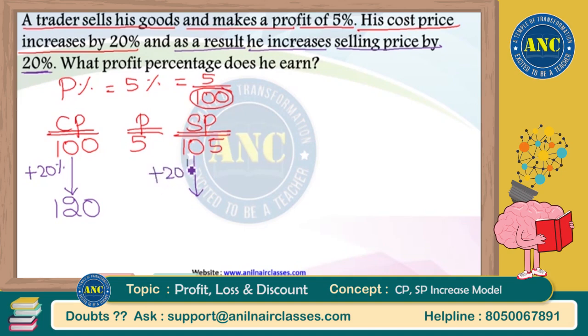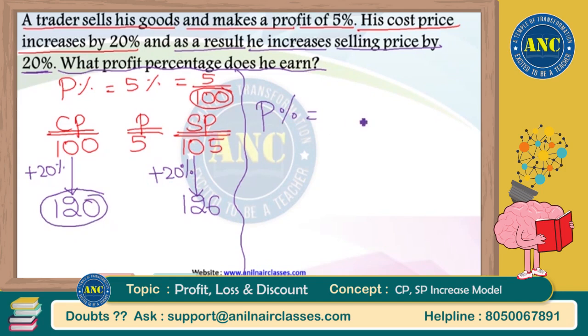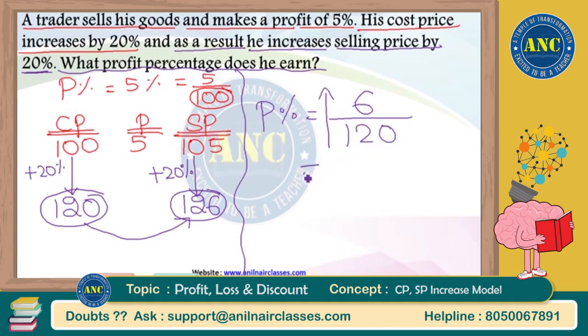What is 20% of 105? 10% is 10.5. 20% is 2 into 10.5, which is 21. 105 plus 21 is 126. What profit percentage does he earn? Now see here, sir. Initially it is 120. Write down that 120 in the denominator. 120 is becoming 126. That means there is an increase of 6. 6 divided by 120. You will again get back 5% profit.